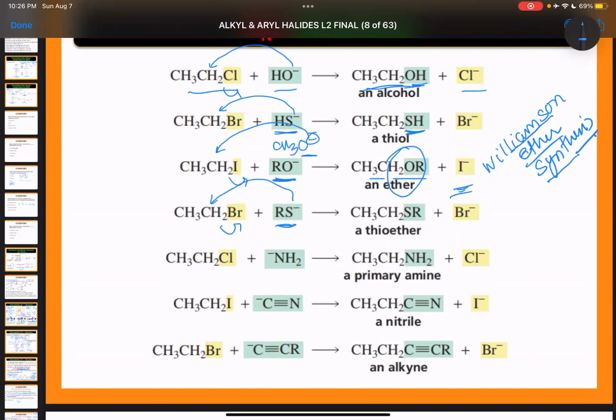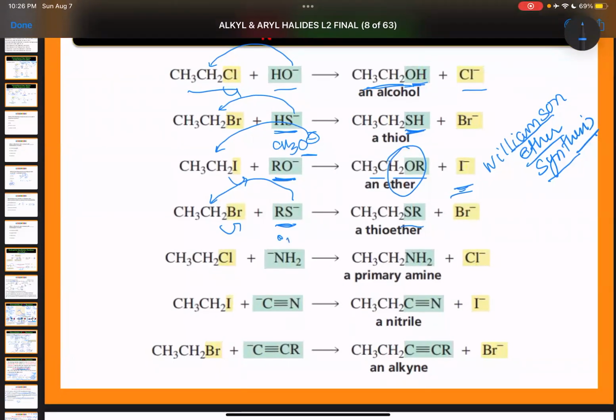Br is going to come out. This is a thioether, made up of sulfur. If NH2 minus is there, the Cl minus is going to come out. You have an amine, and you can take ammonia also.